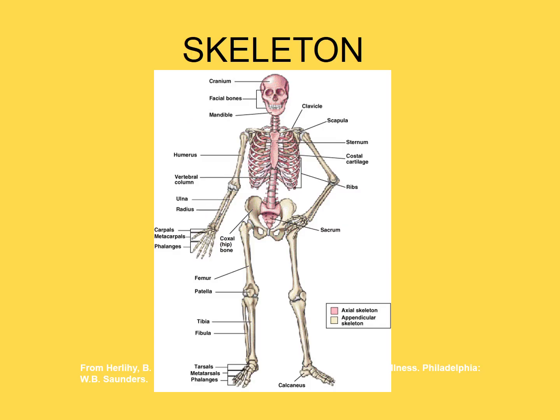This illustration shows you the skeleton. There are 206 bones in the human skeleton. In the hands, you see carpals, metacarpals, and phalanges. In the foot, you see tarsals, metatarsals, and phalanges. And you see the skull, clavicle, scapula, sternum, and ribs. You also see the humerus, the vertebrae, ulna, radius, sacrum, femur, patella, tibia, and fibula.